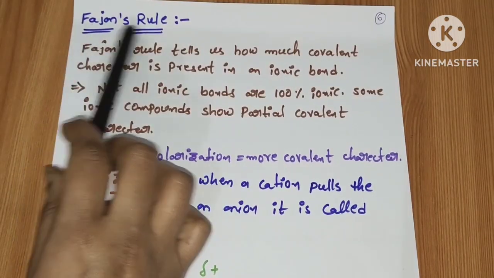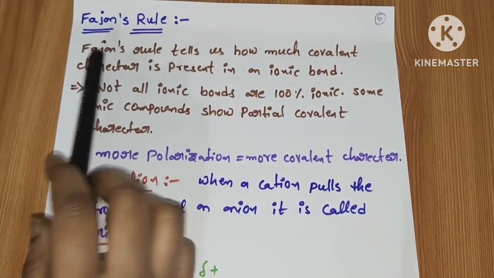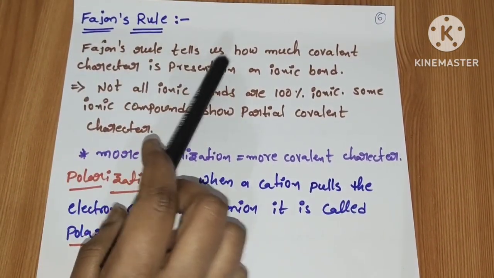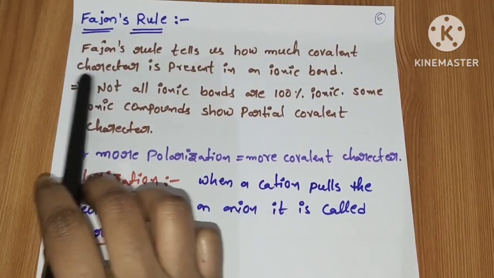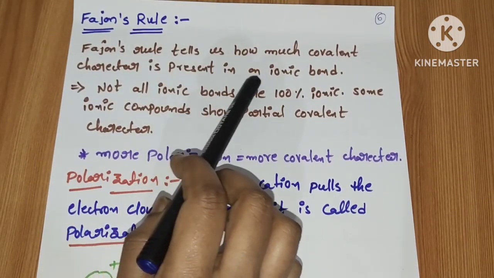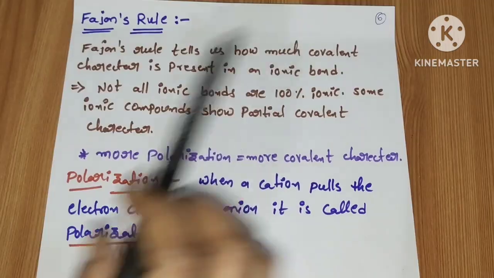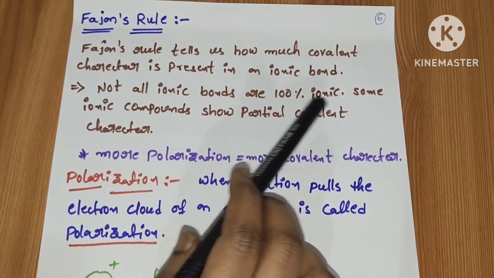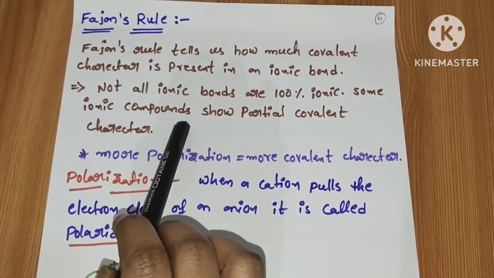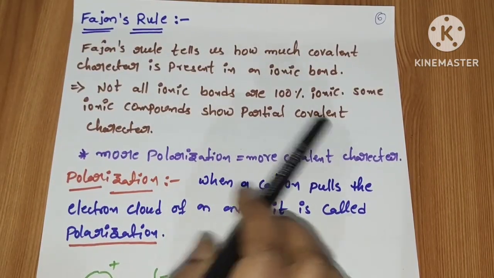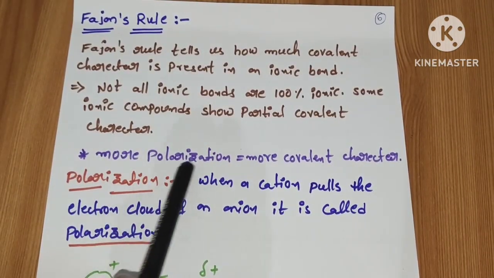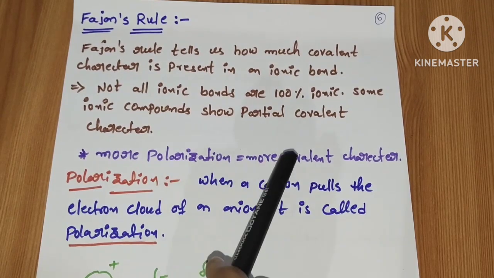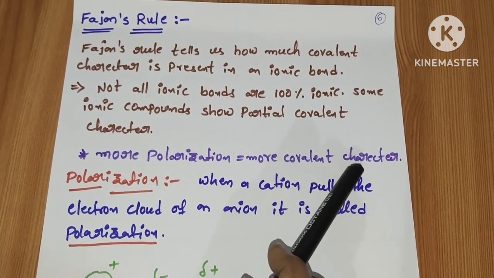Let's see Fajan's rule. Here, Fajan's rule tells us how much covalent character is present in an ionic bond. Not all ionic bonds are 100% ionic. Some ionic compounds show partial covalent character. More polarization is equal to more covalent character.